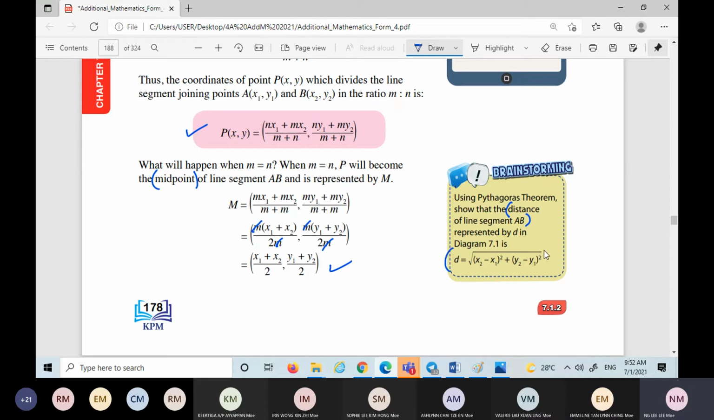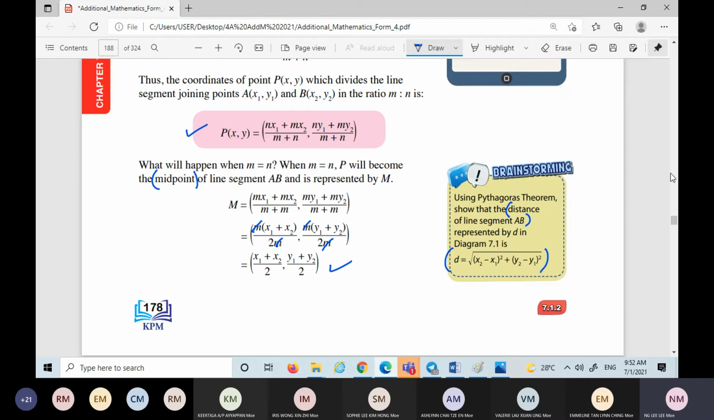I don't know when you learn this. I think in lower form you have learned this, maybe from Form 2 or from Form 3. This one I don't want to show. I think it's quite easy. You just use the Pythagoras theorem. Easily you can get this formula.